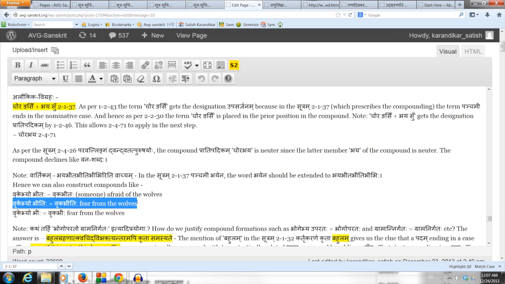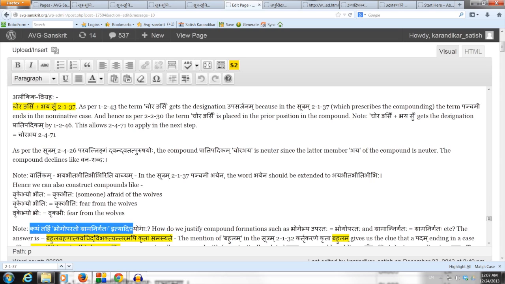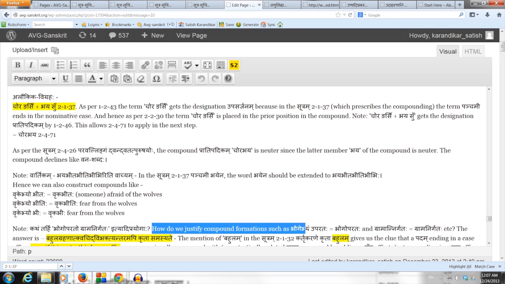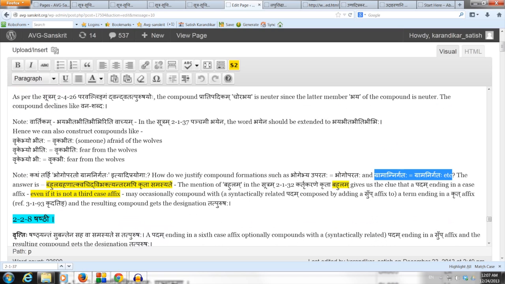Similarly, we can have vrikebhyo bhitihi, vrikabhitihi, fear from the wolves, and vrikebhyo bhihi, vrikabhihi, meaning is the same, fear from the wolves. So this Vartikam basically extends this sutram to include bhita, bhiti, and bhi along with bhaya. The final note here asks the question, katham tarhi bhogoparato gramanirgataha ityadi prayogaha. How do we justify compound formations such as bhogebhya uparataha equals bhogoparataha and gramannirgataha equals gramanirgataha, etc.?